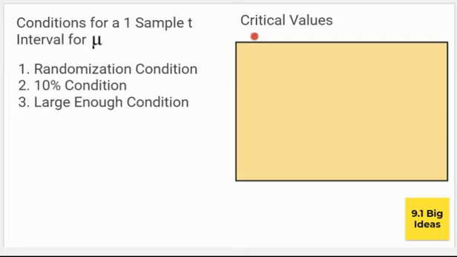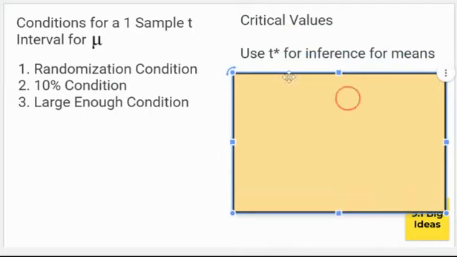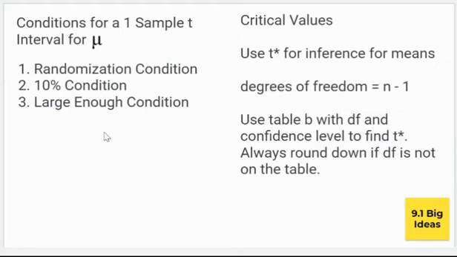The second thing we're going to look at in the big ideas here are the critical values. So when we were working with proportions, our critical value was z star. But when we are working with means, our critical value is no longer z star, it is t star. So we use t star for our inference for means. Now, a couple of things that we need to know. We need to know the degrees of freedom. For a one sample t interval for mu, the degrees of freedom is equal to n minus 1, or our sample size minus 1.